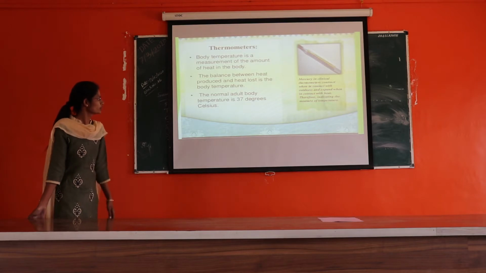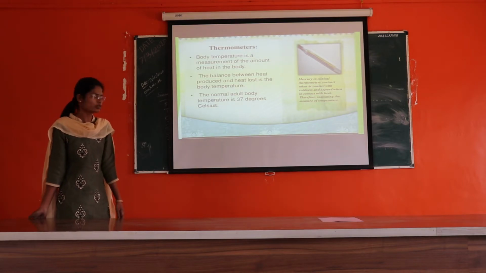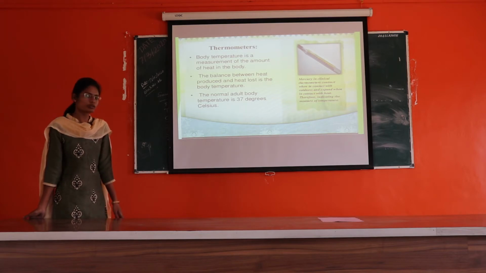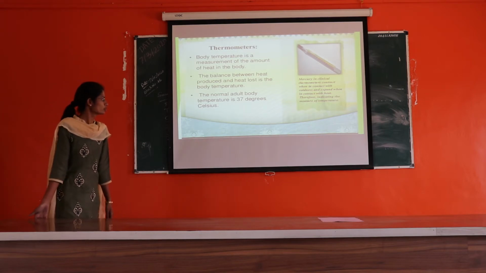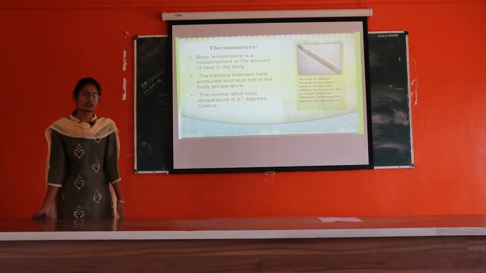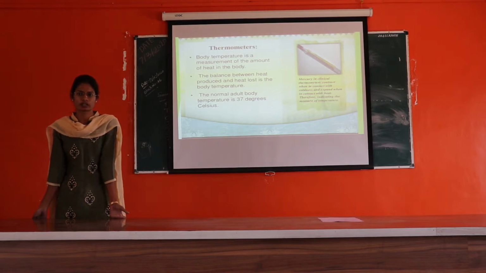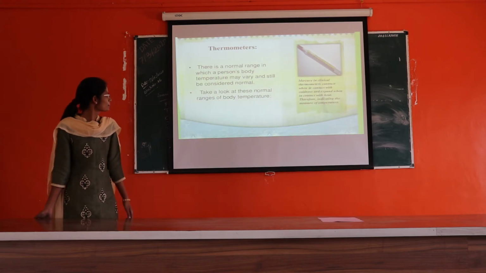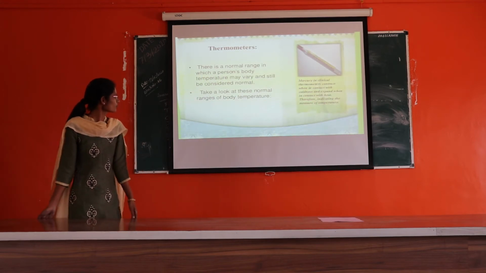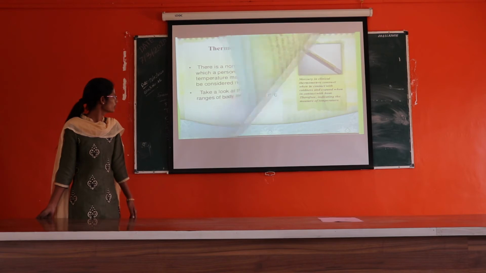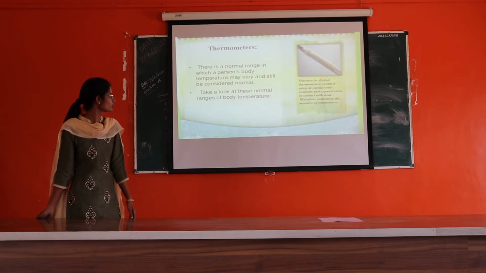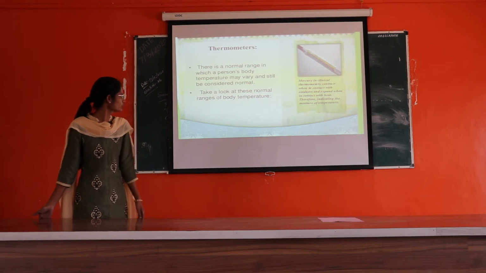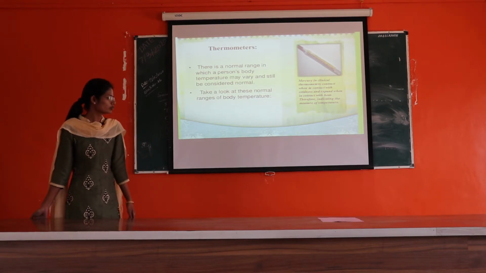The body temperature is measurement of the amount of heat in the body. The balance between heat produced and heat lost is the body temperature. The adult body temperature is 37 degrees Celsius. Next, there is normal range in which a person's body temperature may vary and still be considered normal.